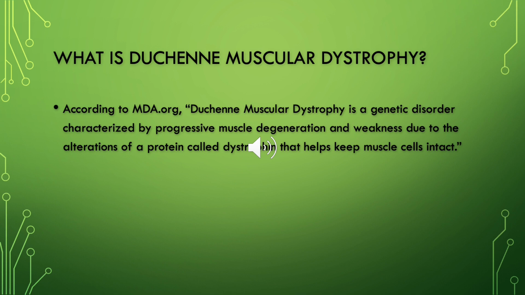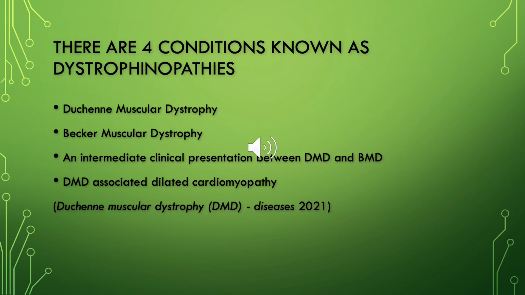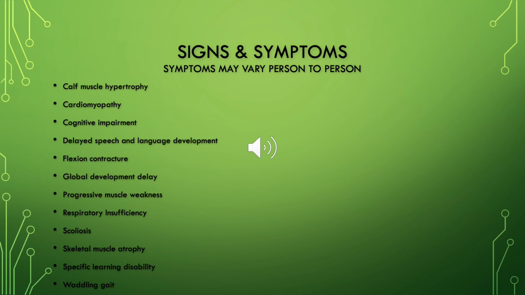What is Duchenne muscular dystrophy? According to MDA.org, Duchenne muscular dystrophy is a genetic disorder characterized by progressive muscle degeneration and weakness due to the alterations of a protein called dystrophin that helps keep the muscle cells intact. There are 4 conditions known as dystrophinopathies: Duchenne muscular dystrophy, Becker muscular dystrophy, an intermediate clinical presentation between DMD and BMD, and DMD-associated dilated cardiomyopathy.